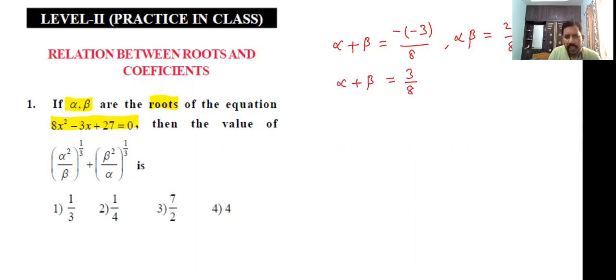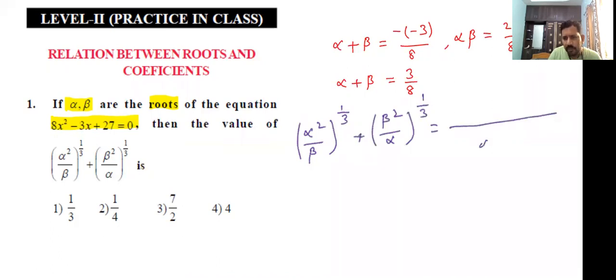Now take the given condition: alpha square divided by beta, whole power 1 by 3, plus beta square divided by alpha, whole power 1 by 3. Students, observe here, what is the LCM? Alpha power 1 by 3 into beta power 1 by 3. This is the LCM. Here alpha power 2 by 3 into alpha power 1 by 3 plus beta power 2 by 3 into beta power 1 by 3.